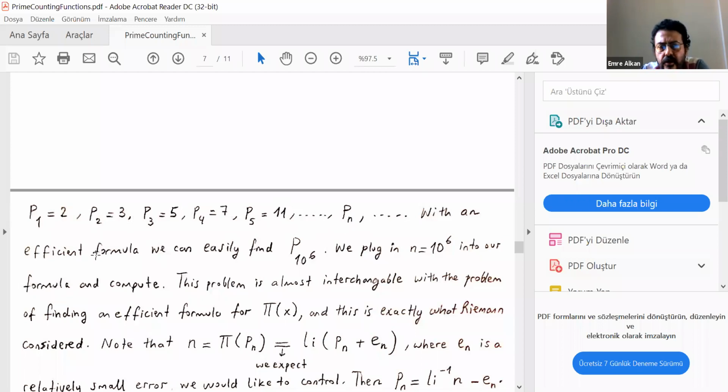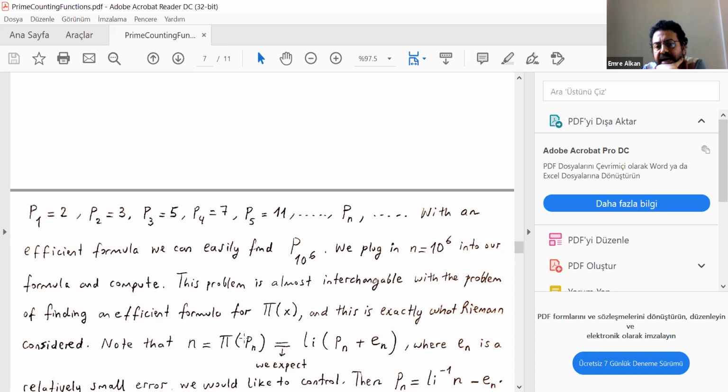Of course, if you had an efficient formula for prime numbers, then you could just plug in and get the p_n. For example, you could find p_(10^6), the millionth prime, just by plugging 10^6 into a formula and computing, if that was possible. Now, I should say that this problem is almost interchangeable with the problem of finding an efficient formula for pi of x. So I will give you the flavor of that. And this is exactly what Riemann was considering in this paper, an exact formula for pi of x, because you can do the following trick.